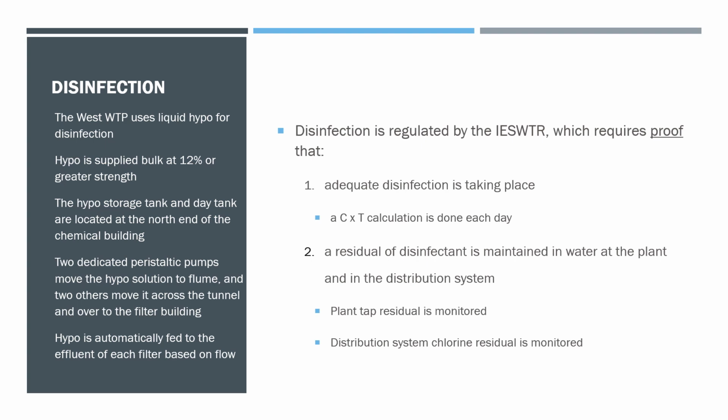So disinfection, of course, is regulated by the Interim Enhanced Surface Water Treatment Rule, which requires proof every day that adequate disinfection has taken place. To do that, you have to do a CT calculation. That's done every day, finding the worst case scenario for each of the previous 24 hours, and you report that. Also, you have to have a residual disinfectant that's maintained in the water plant and in the distribution system. So operators have to measure the plant tap residual. That's monitored continuously. And the distribution system has to be monitored when you take bacteriological samples to make sure that meets certain standards also.